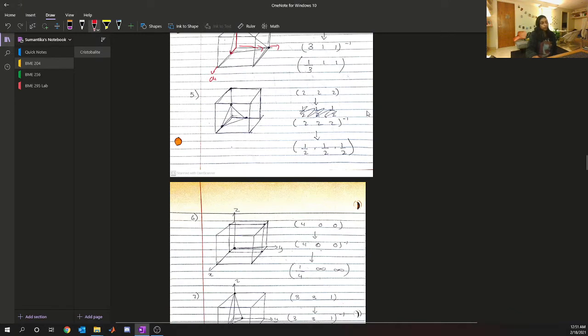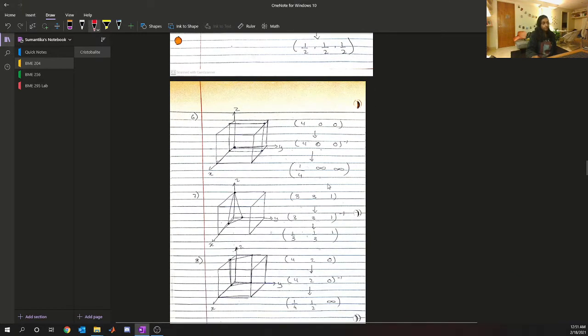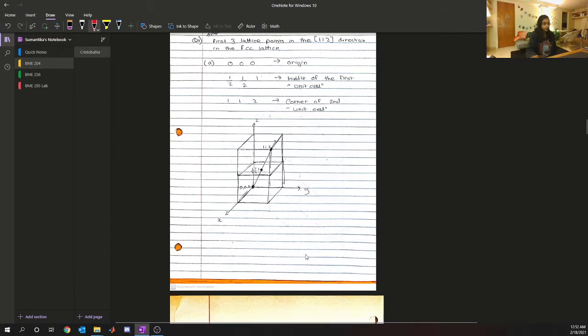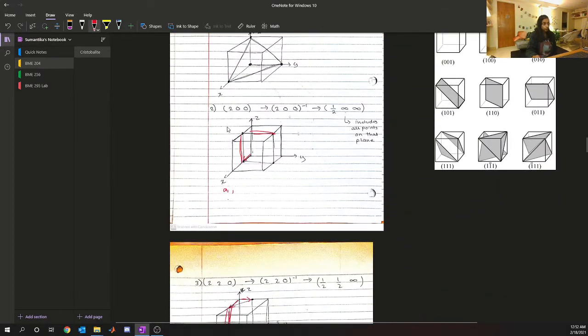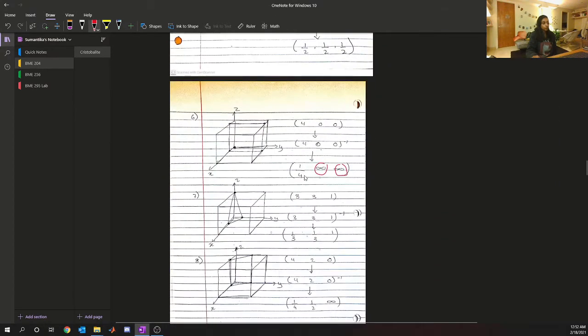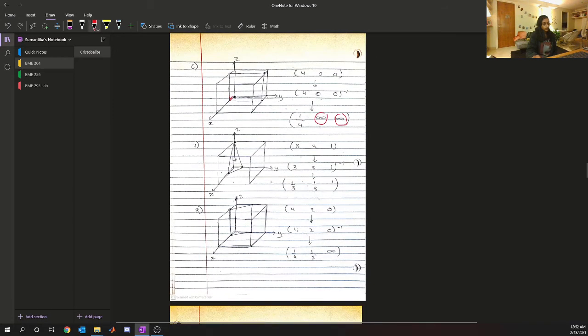Very similar approach to number 5. This is also a very similar approach where you have 2 infinities again, except instead of moving half, we move 1/4 in this direction. This is 1/3 in the X and the Y, and 1 in the Z.